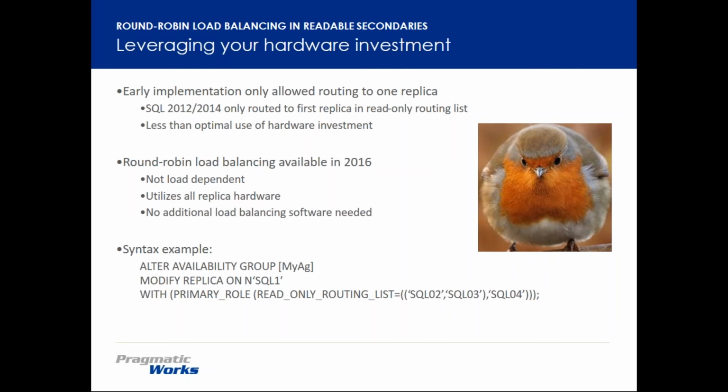If you're familiar with setting up read-only routing lists, the syntax is almost the same. What you'll note here is around SQL02 and SQL03, they're enclosed in the broader parentheses of the list. 02 and 03 are in their own expression there. And what that means is the round robin load balancing will take place between those two. If they're not accessible for any reason, we'll then go to 04. And that's the only syntactical change. There's nothing in the GUI yet about this, but it's very easy to set up here.